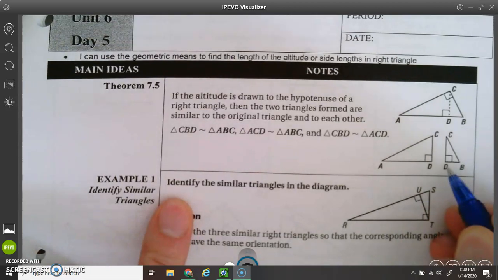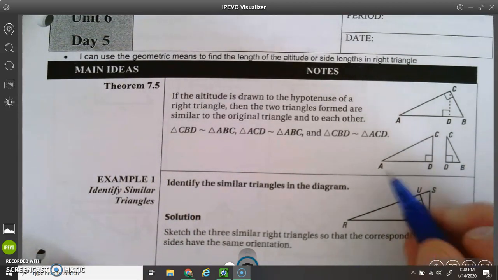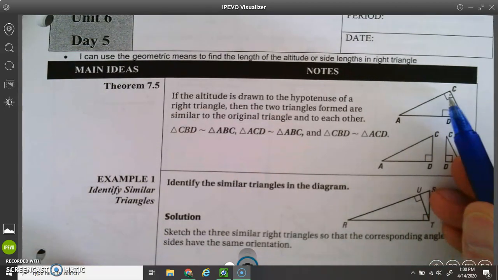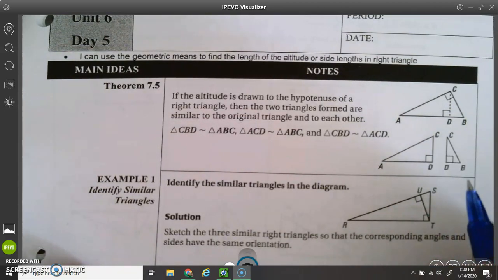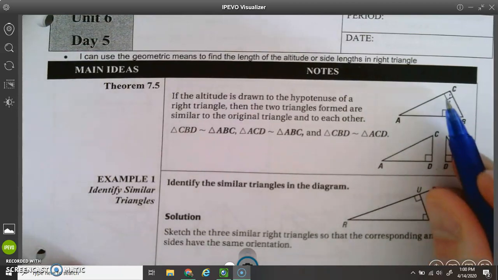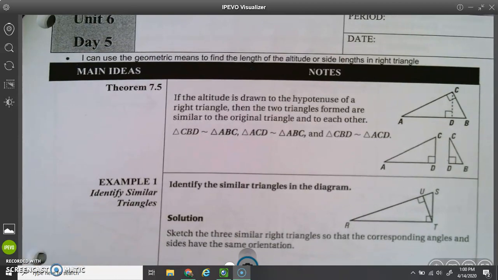Triangle CBD, so this is the small triangle, is similar to triangle ABC. So that's kind of the large triangle. I'll refer to these as small, medium, and large as we go through. Notice that there is a right angle on each, and then across from the right angle is the hypotenuse. So make sure you're also noticing that as well.